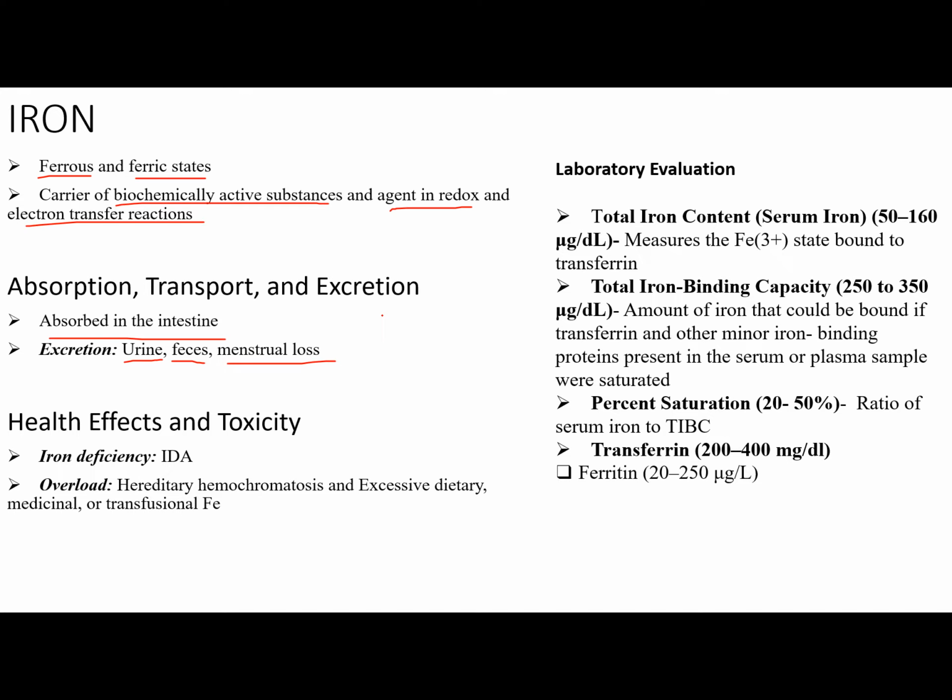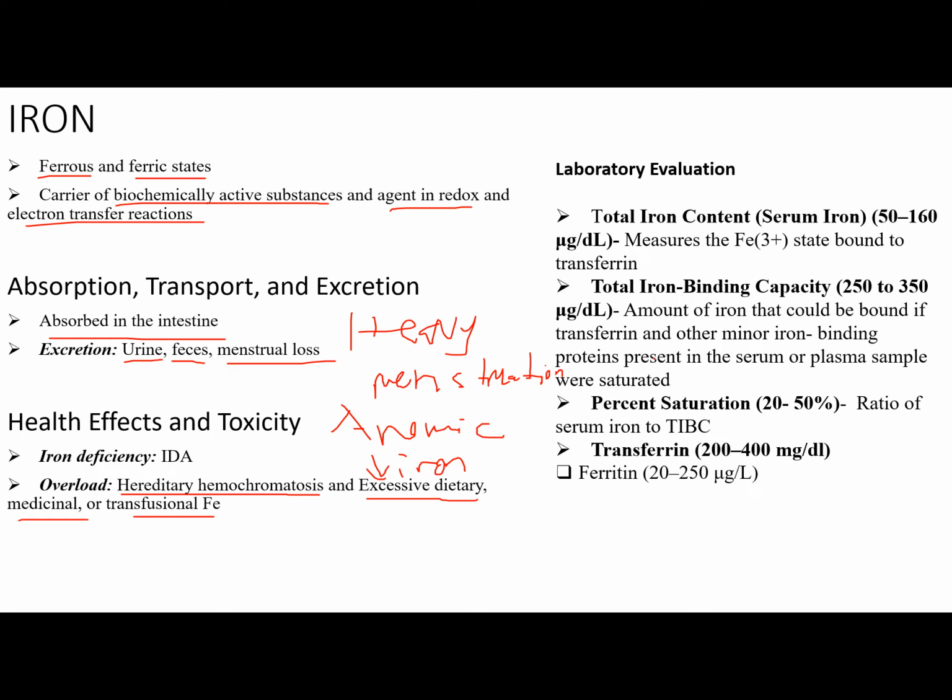That is why individuals that have heavy menstruation and those suffering from different gynecological disorders tend to become anemic, because they have low iron levels. Now you have your so-called iron deficiency anemia. Then there's also overload in iron, which would lead to hereditary hemochromatosis, excessive dietary iron, and medicinal or transfusional iron.